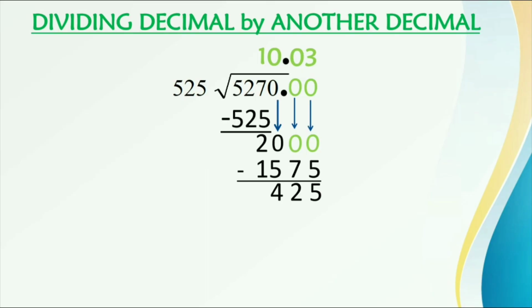Okay, so mag-stop na tayo dito sa 10 and 300s. Pero you can still continue depende sa kung ano yung hinihinging requirements ng problem. Okay, so for example, ang requirements is give your answer hanggang sa thousandths place. Okay, you can continue. You can keep on solving this problem or in ten-thousandths place. Okay, but this one, nag-stop tayo dito. There, ang ating final answer is nasa hundredths place. So, our answer is 10 and 3 hundredths. And then we have the remainder of 425. Okay, so that's it. That's how we divide decimal by another decimal.